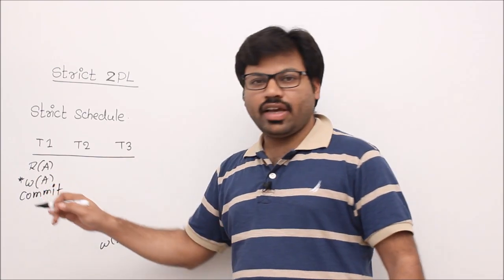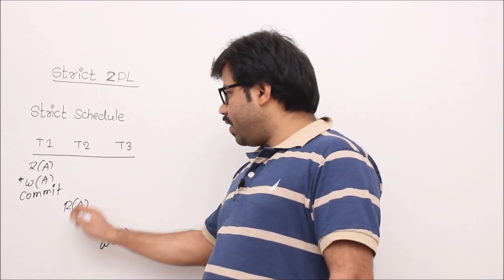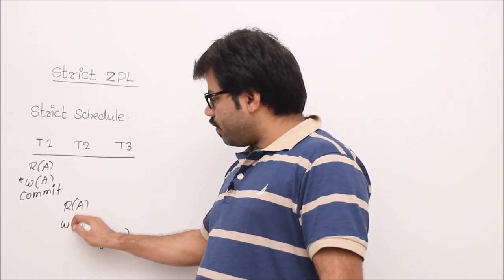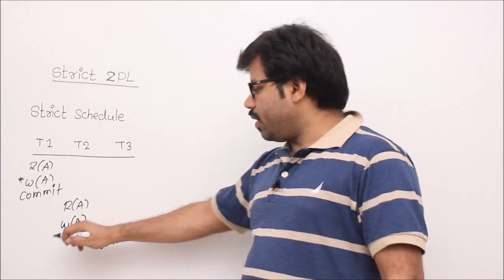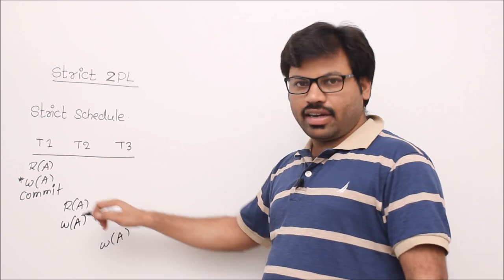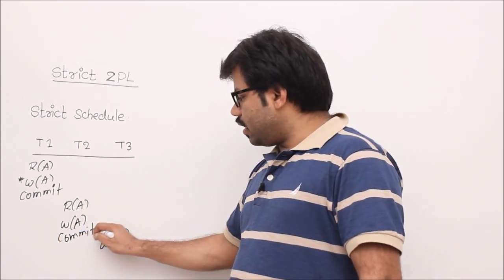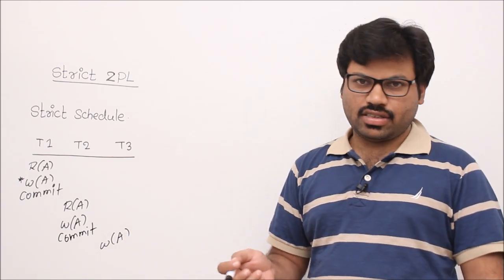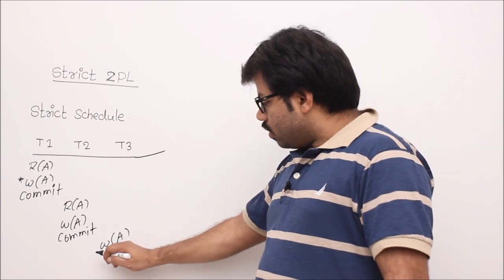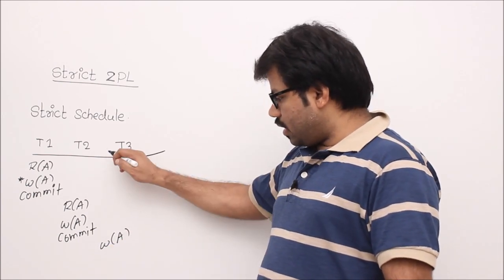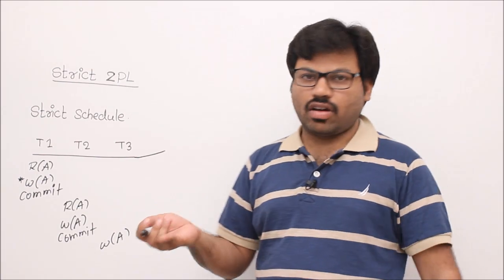Not only variable A, every variable should satisfy this condition. That means if T2 updates a database item A, again T2 is doing the same thing, then T2 should be committed before T3 writes it. So T2's commit should precede T3's any updates or reads. Here again T3 is writing it, correct? So this T3 has to be committed before others again read or write. That's it. Such a schedule is called a strict schedule.